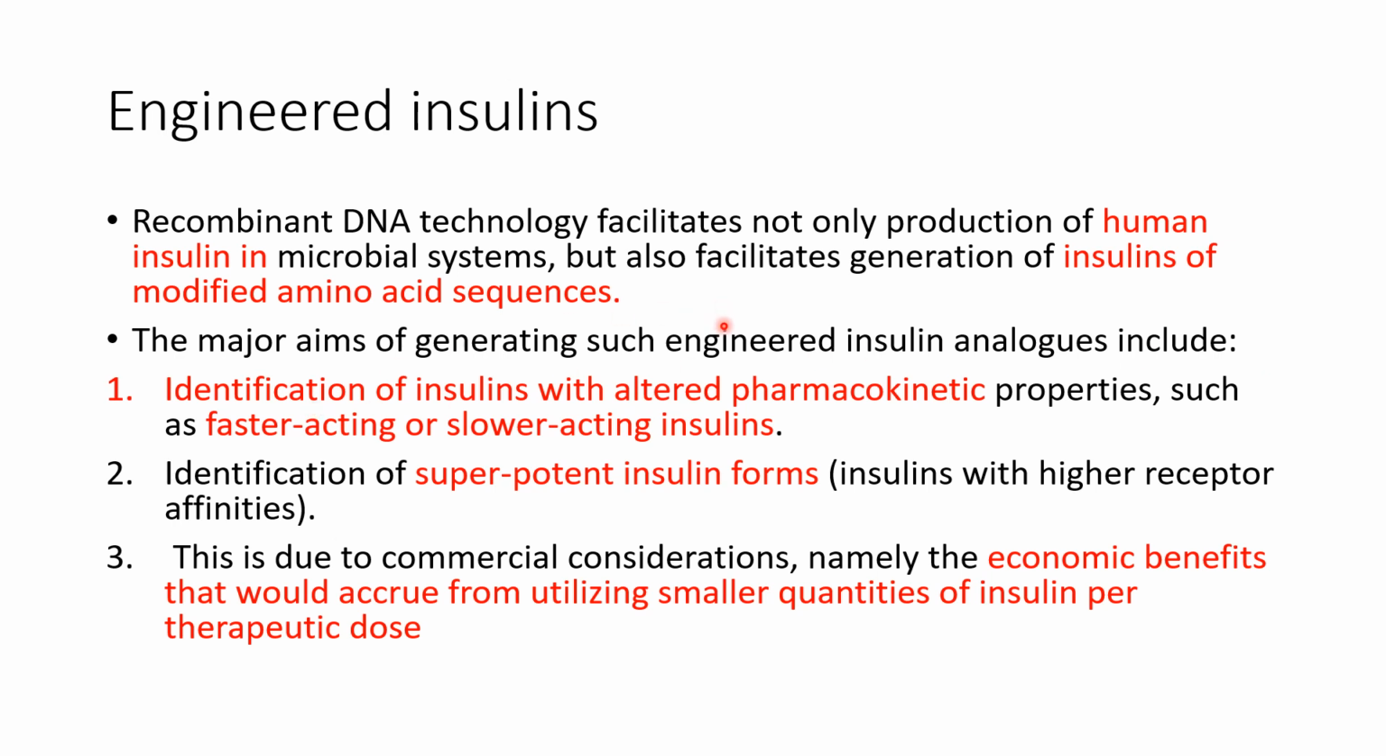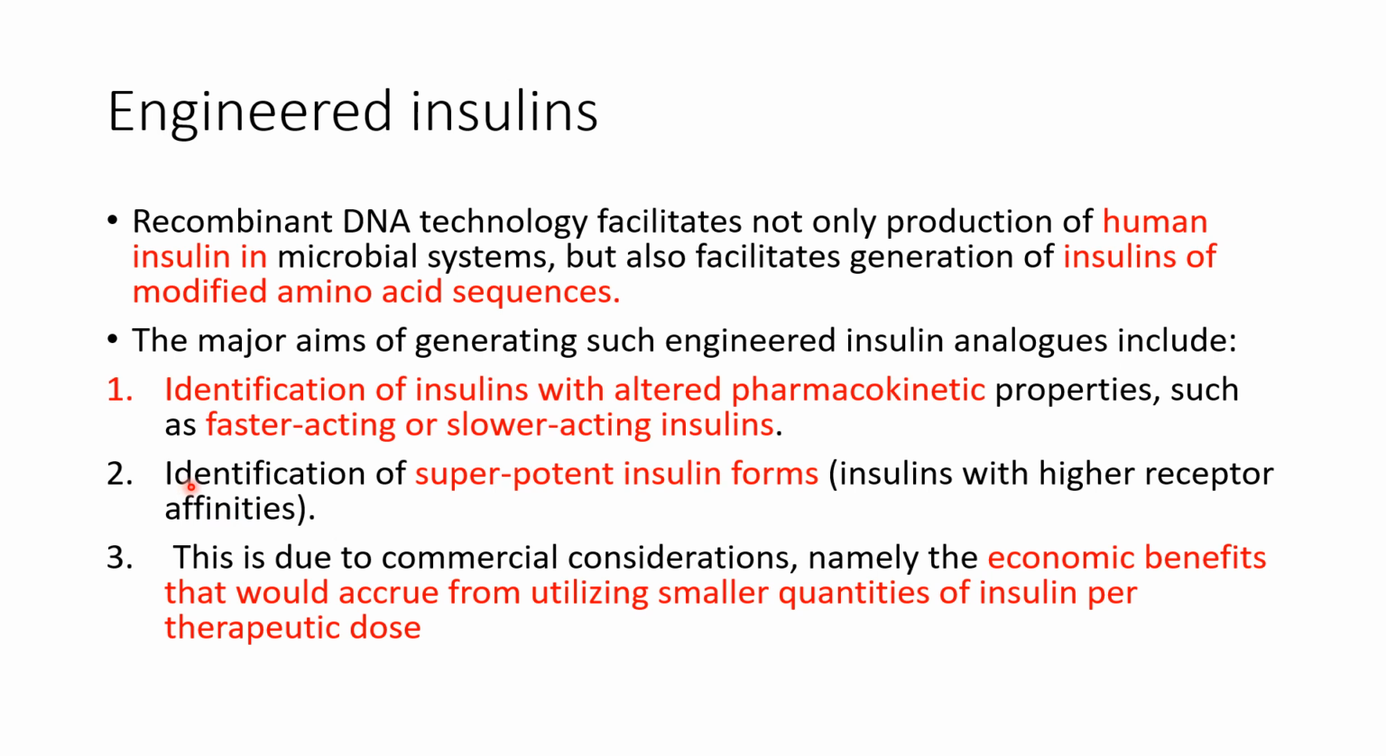So what is the aim of such engineered insulin? One, it helps in the manufacturing of insulin with altered pharmacokinetics. Engineering insulins helps to present insulins that have an altered pharmacokinetic profile from that of the native insulin, such as faster acting or slower acting insulin. That's how we have fast acting insulin and slower acting insulin, because the native insulin was modified in some amino acid sequences.